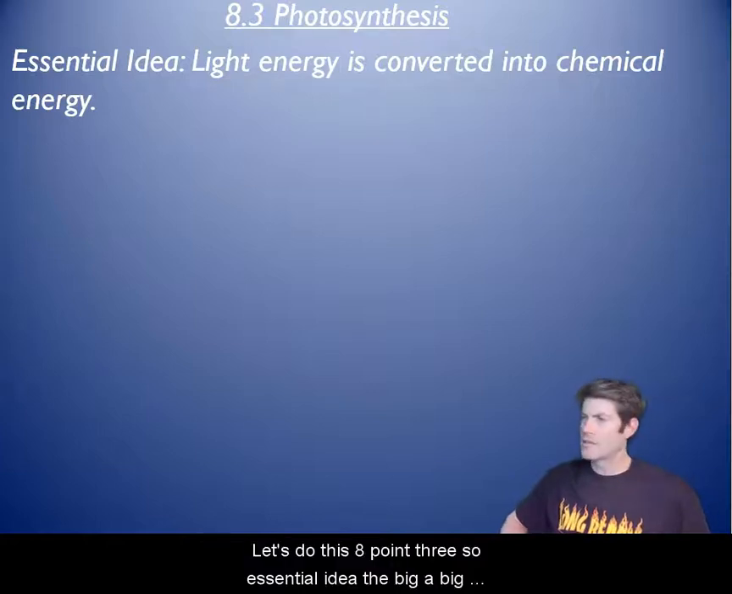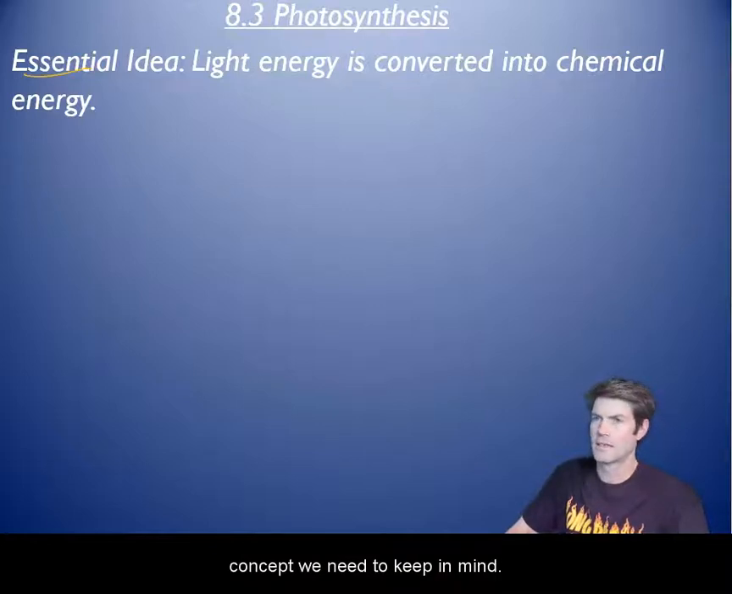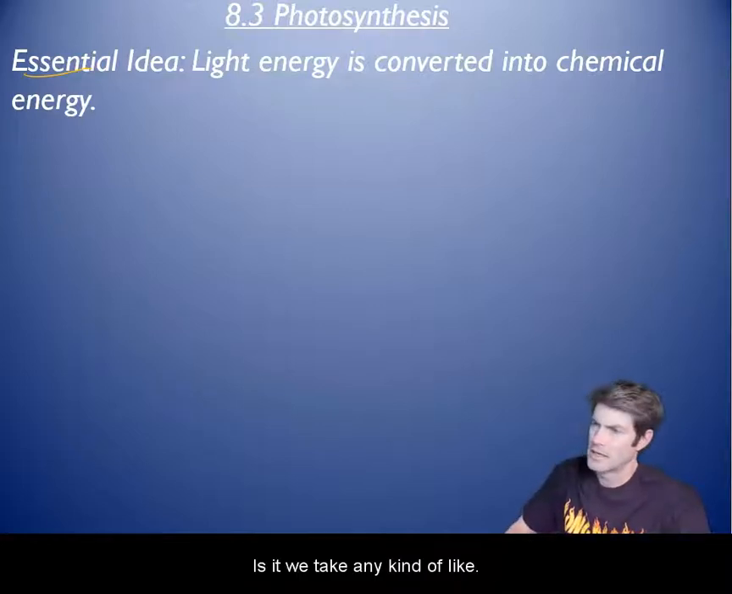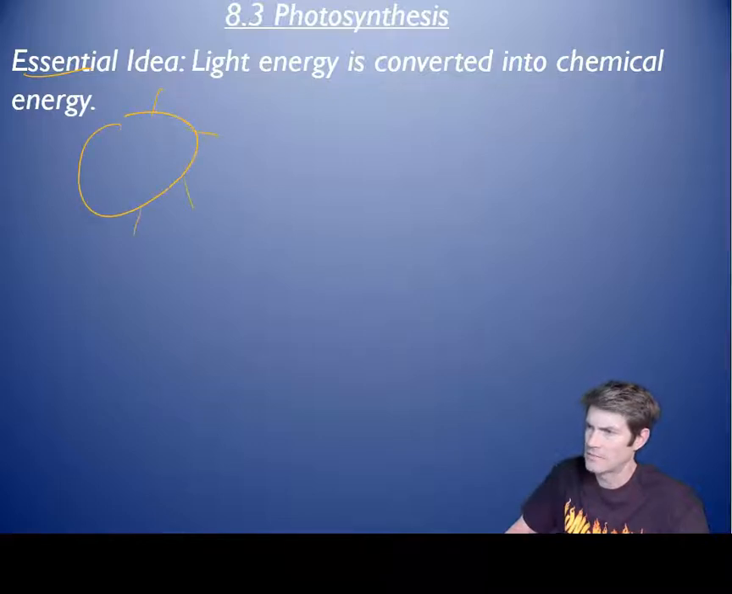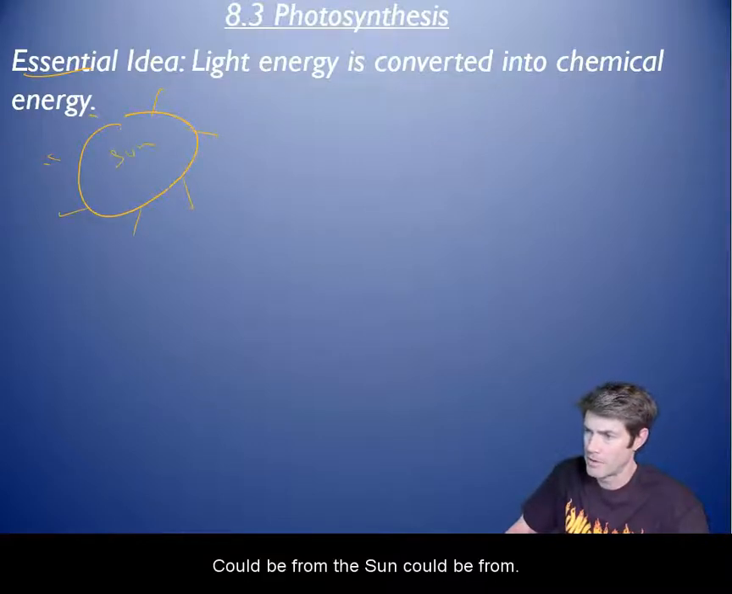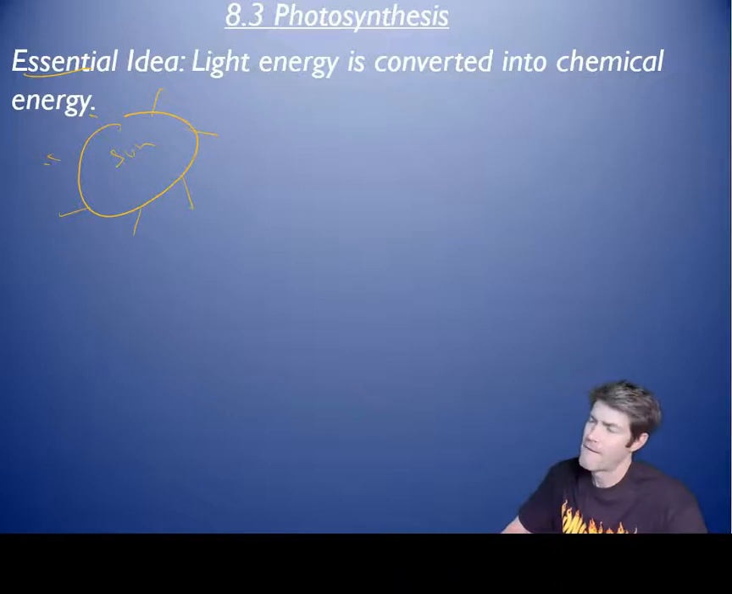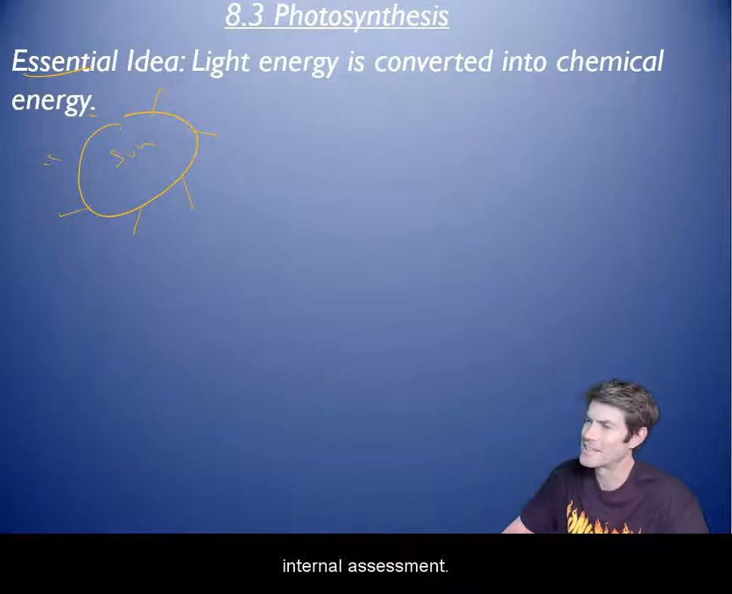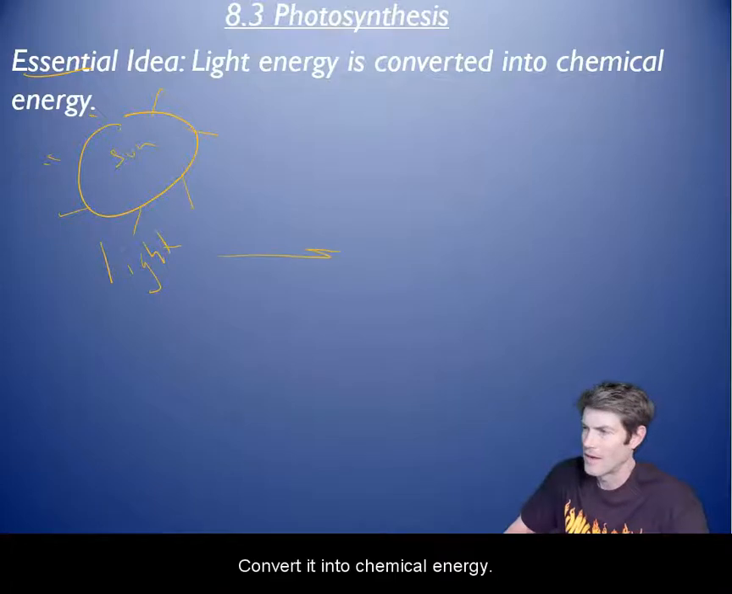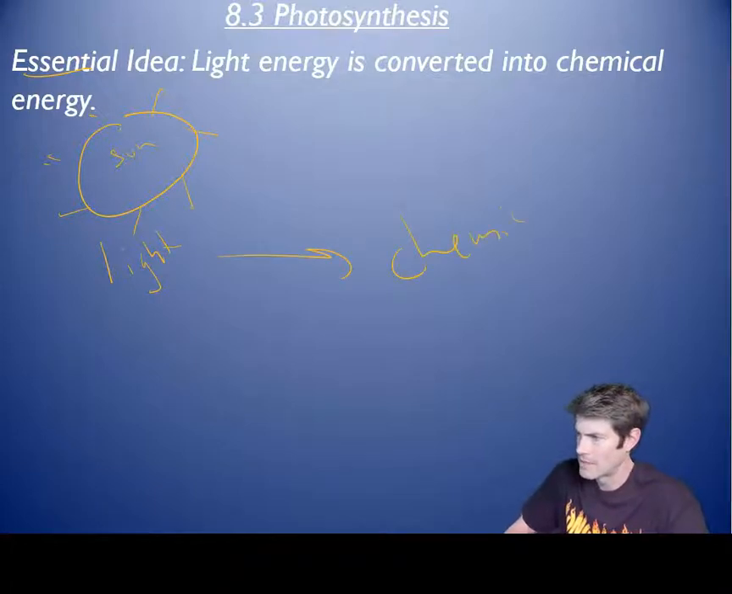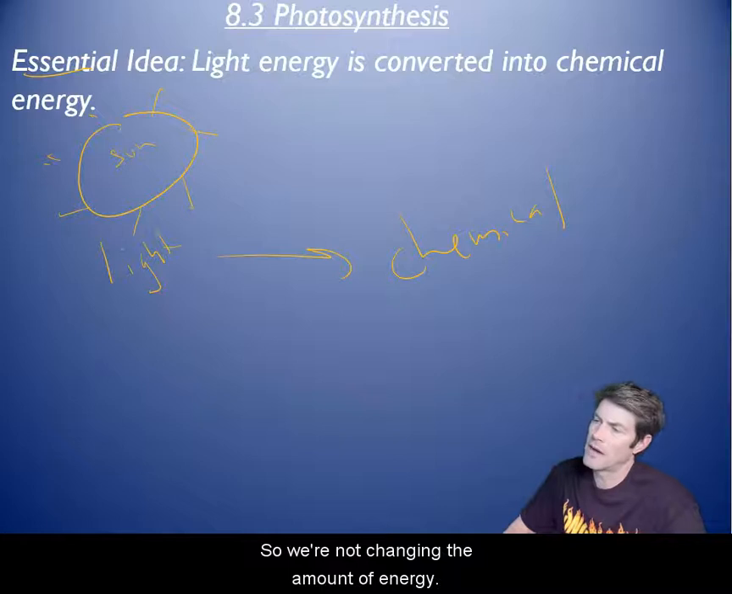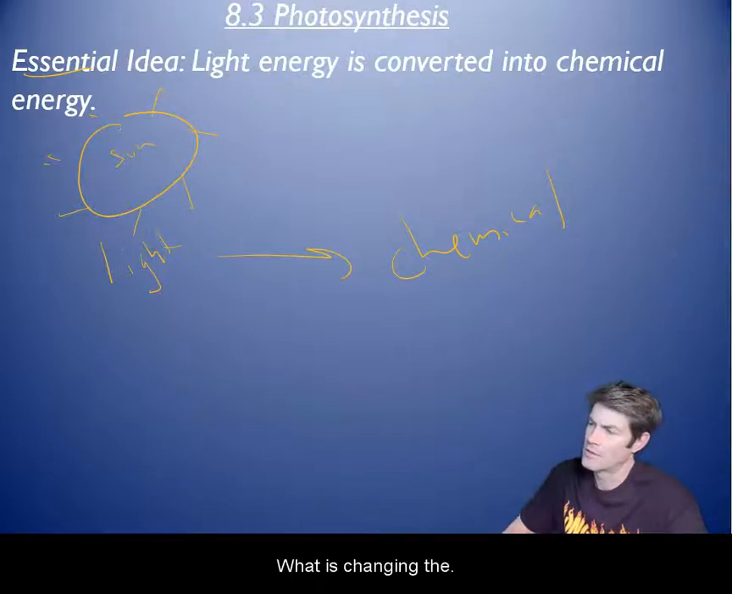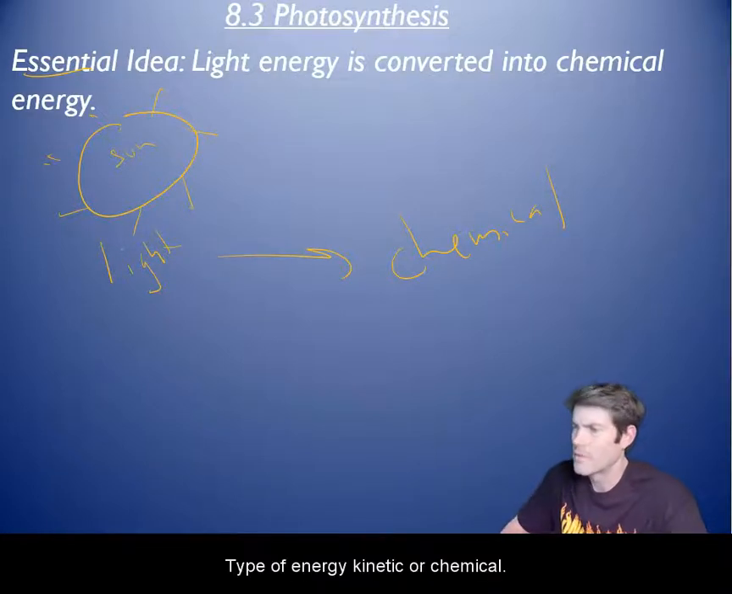Let's do this. 8.3. So the essential idea, the big concept we need to keep in mind, is that we take any kind of light, could be from the sun, could be from the light racks we have right back there in the room right now, making or for our internal assessments. We have to take this light energy and convert it into chemical energy. So we're not changing the amount of energy, we're just changing the type of energy.